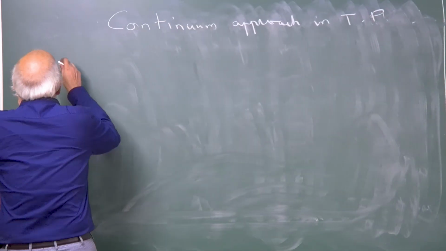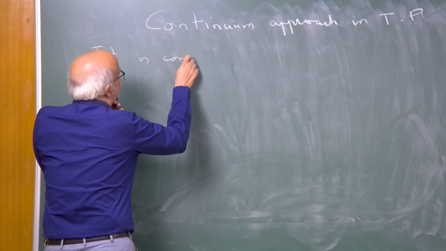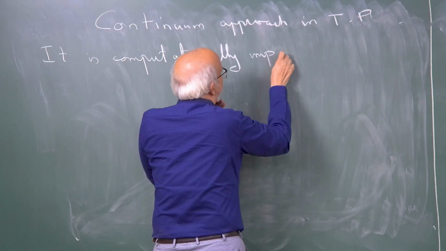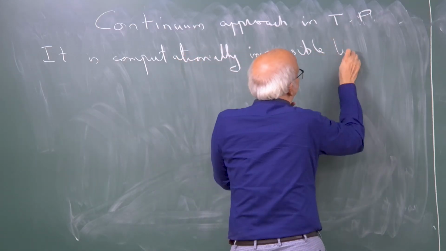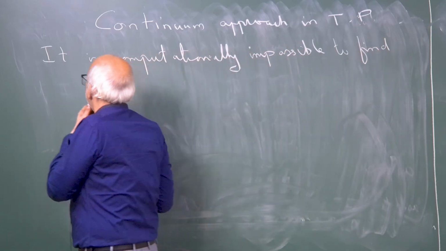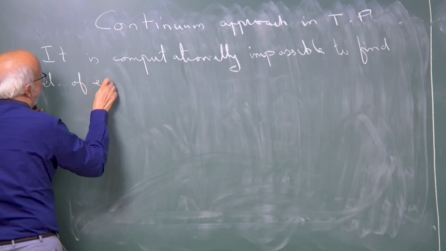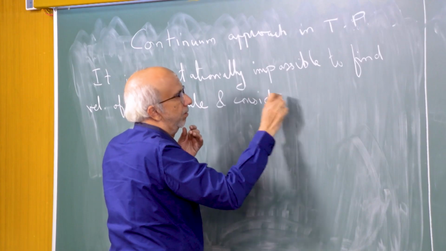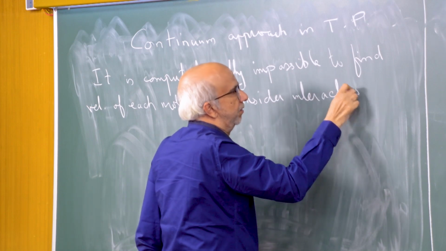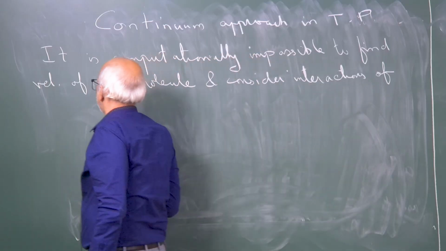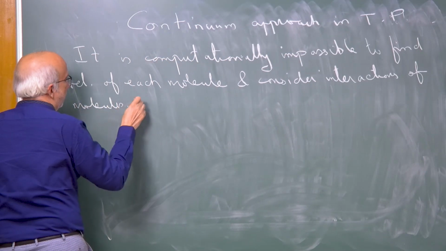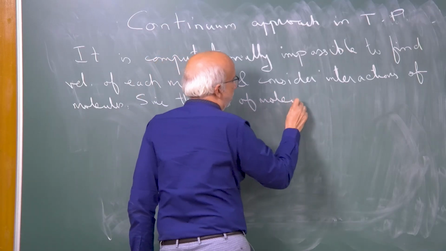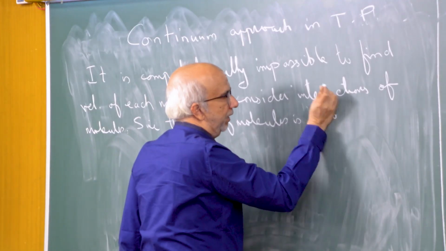So here it is computationally impossible to find the velocity of each molecule and consider interactions of molecules, since the number of molecules is large, okay.